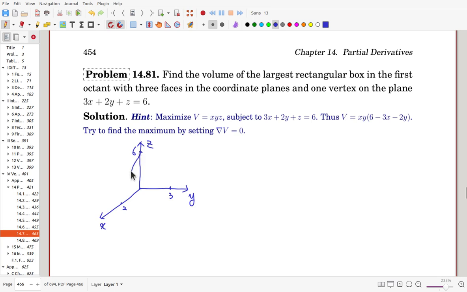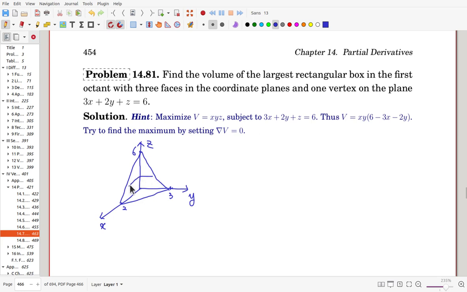So if we connect these three points into a triangle, the plane is the one including this triangle. Now we consider a rectangular box. Okay, so that will be made in this way here.